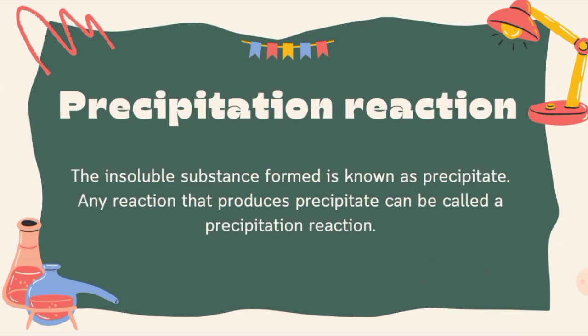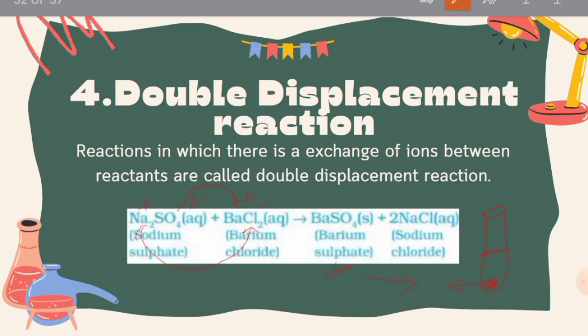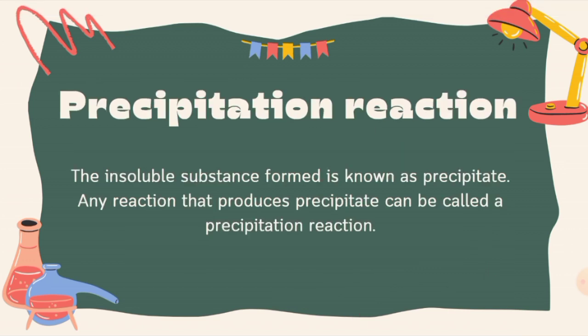That insoluble substance, we call it a precipitate in chemical terms, and a reaction that produces a precipitate is called a precipitation reaction. So this reaction is not only a double displacement reaction, it is a precipitation reaction, because we are getting a white precipitate. You can write precipitate as PPT. Not PowerPoint presentation, PPT is precipitate. So that is about the precipitation reaction.